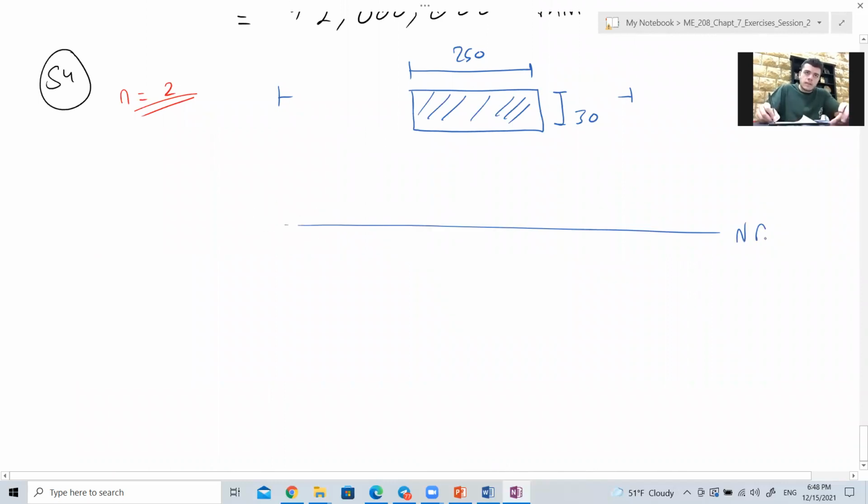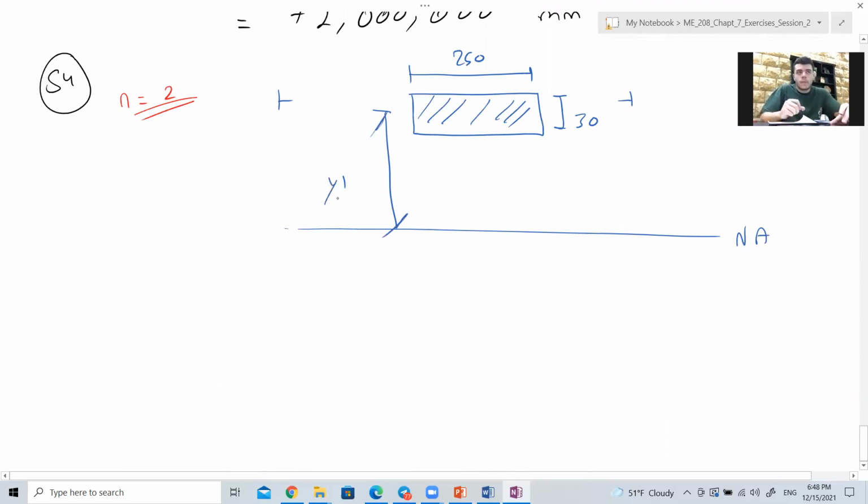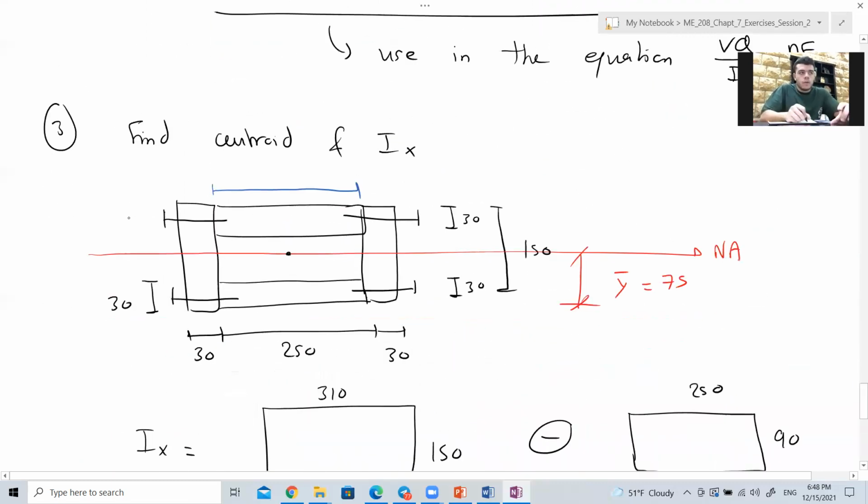You have the neutral axis here, and y prime will be from here to here. All of this from here to here is 75, because it is 150 over 2, minus from here to here you have 15, which is 30 over 2. So this distance which we need, y prime, is 75 minus 15.